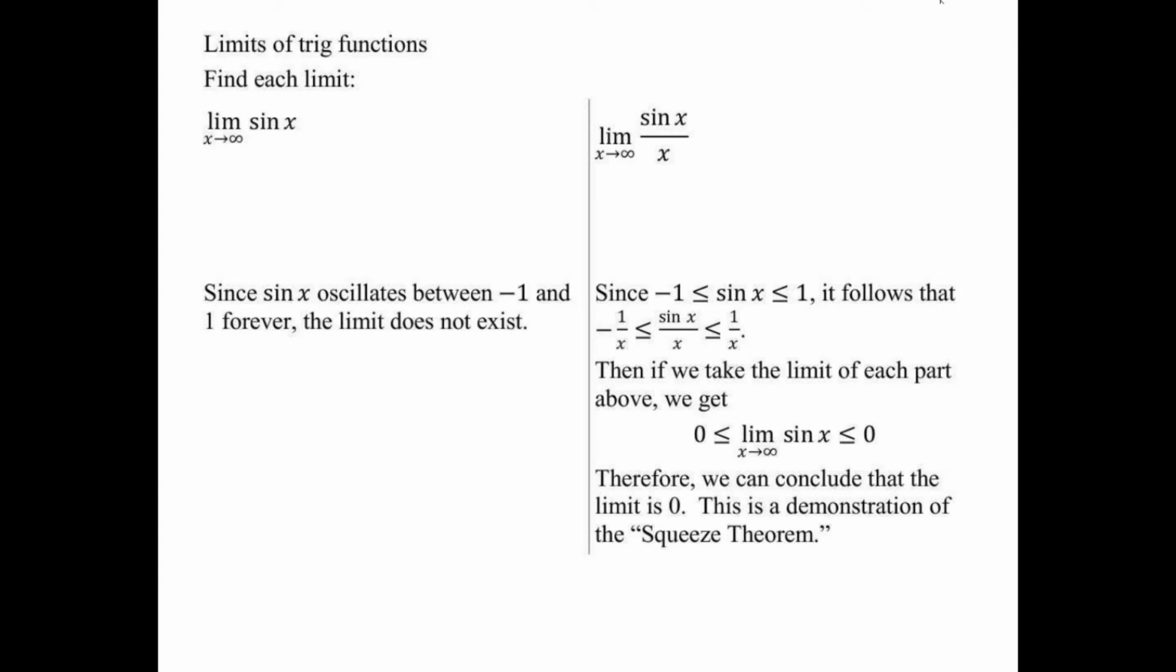Okay, limits of trig functions. So find each limit. The limit as x approaches infinity of sine x. What do we know about the graph of sine x? It curves. It's wavy. It doesn't have a horizontal asymptote, but it doesn't go beyond a certain point. What does it do as the graph goes on and on and on? There's a good word that starts with O. It oscillates. The graph just does this.